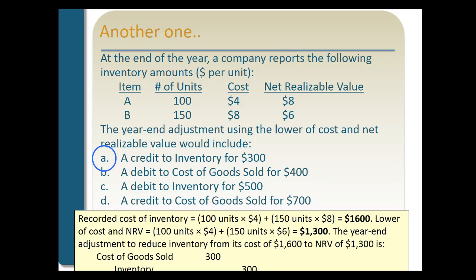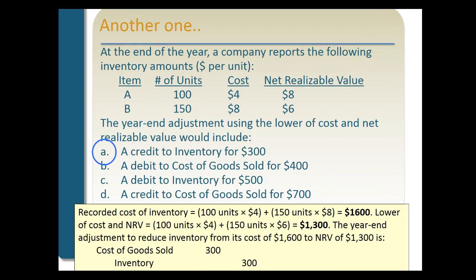The recorded cost of inventory would be 100 units at 4 plus 150 units at 8. The lower of cost and net realizable value is 1,300. So the year-end adjustment would be $300. We would adjust our cost of goods sold, debit that, credit our inventory for $300.